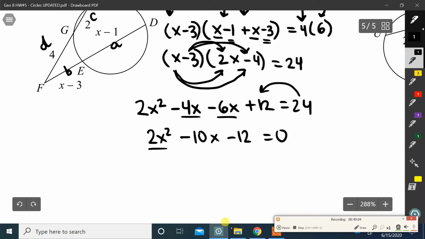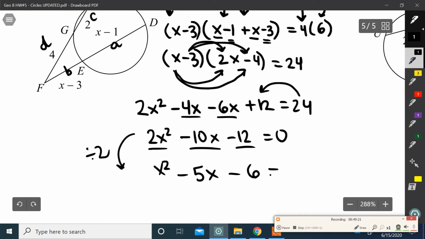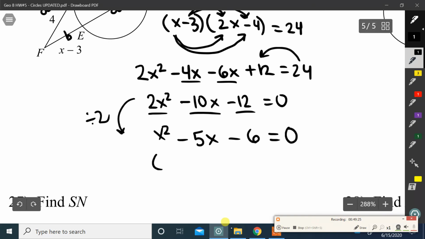As you can see, all those are even numbers. So that means I'm able to divide all of those by 2. So when I divide them by 2, here is what I get. I get x squared minus 5x minus 6 is equal to 0. You can factor this very easily.